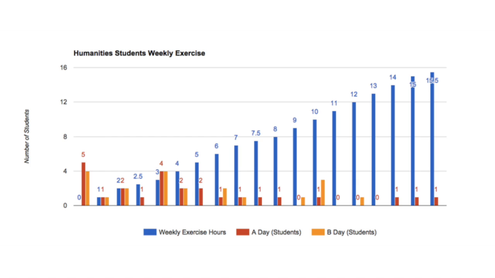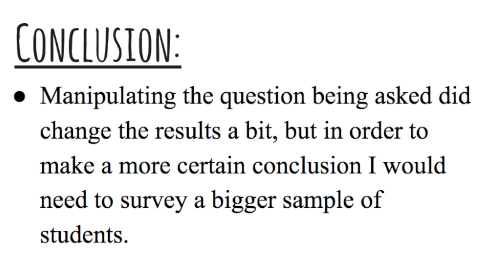In this bar graph, there are three different colors. There's the blue that stands for the weekly exercise hours, the red that stands for the A-day students, and the orange that stands for the B-day students. My conclusion was that manipulating the question being asked did change the result a bit. But I think that in order to make a more certain conclusion, I would need to survey a bigger sample of people.